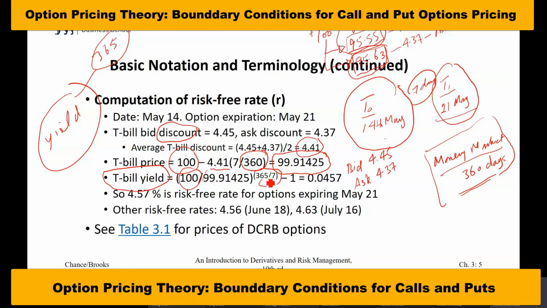365 divided by 7, because you want to calculate the rate annualized. Remember, this is annualized rate. So that is why 365 divided by 7. Okay. So the annual risk-free rate or the yield is 4.57%. Now, this is the rate that we need and we will be using in the option valuation. To calculate the treasury bill yield, you will assume that if you purchase the bond today for this price and in 7 days it is redeemed at 100, how much rate of return you will be earning annualized. Okay, and that is 4.57%.